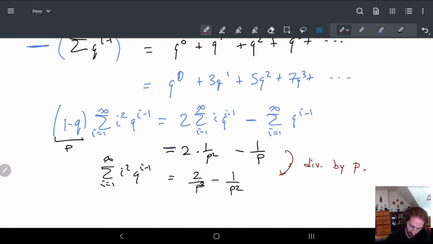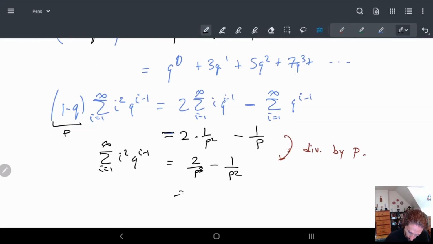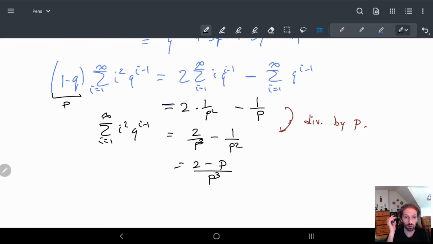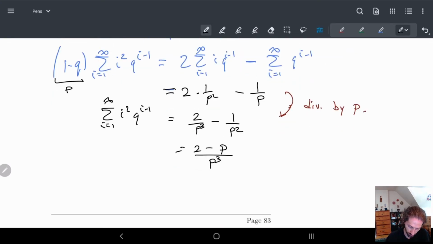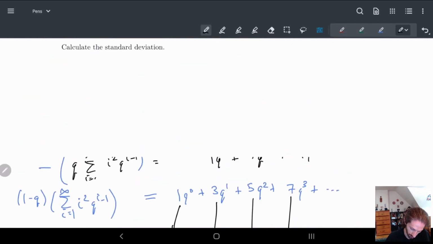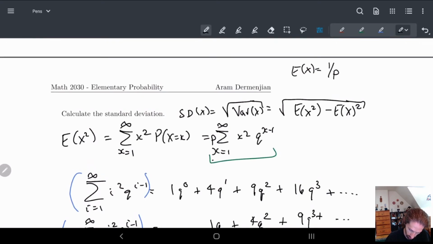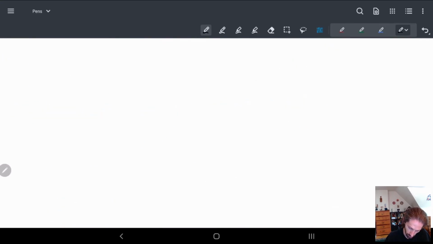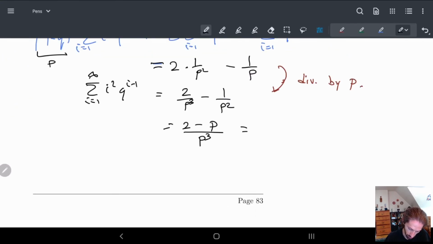So let's actually put this into one formula. I get 2 minus p over p cubed. Okay, so this gives me the expected value of, so this is X squared, right? Because what did we say? X squared is equal to this summation, right? So it's p times that. So the expected value is equal to p times 2 minus p over p cubed. So it's 2 minus p over p squared.